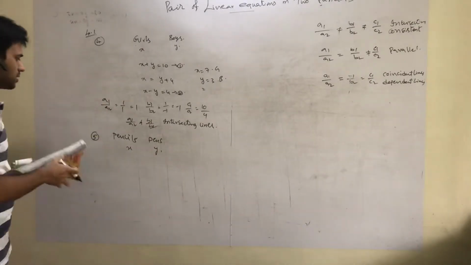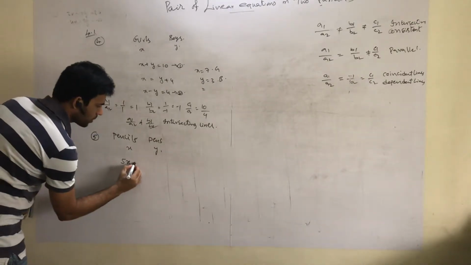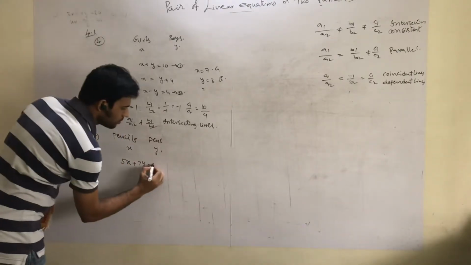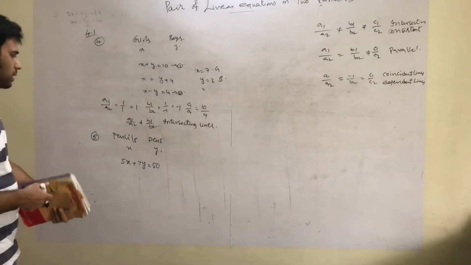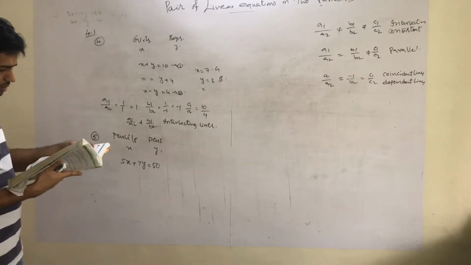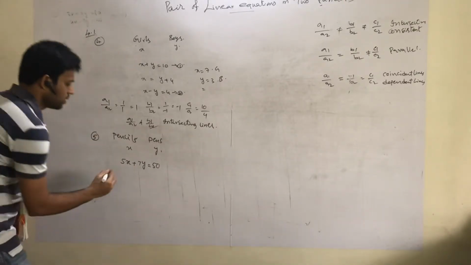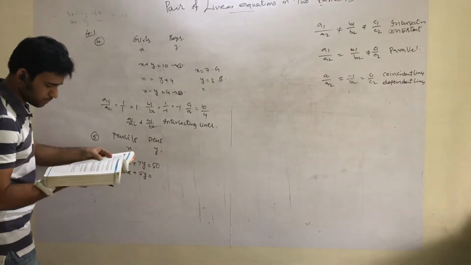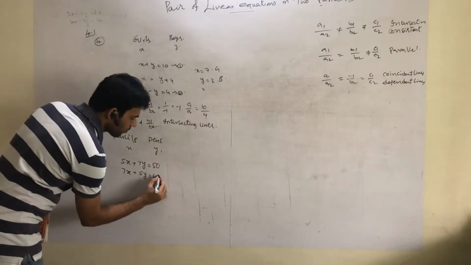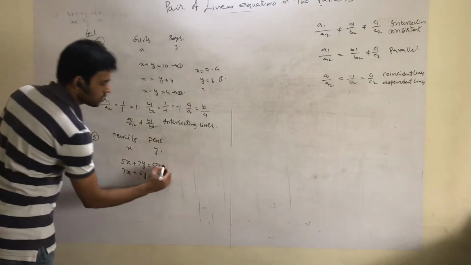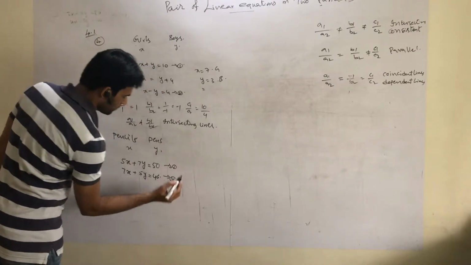5 pencils and 7 pens, 5 pencils, 5x plus 7 pens becomes 50 rupees. This is equation 1. 5 pencils and 7 pens together is costing 50 rupees. Whereas 7 pencils and 5 pens is costing 46 rupees. Fine. How much does each pencil cost and pen cost? So this is straight away two equations, equation 1 and equation 2.